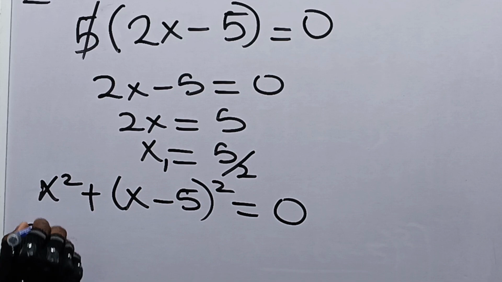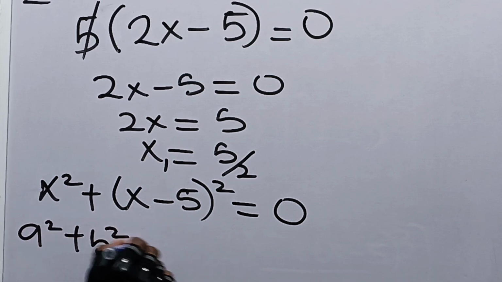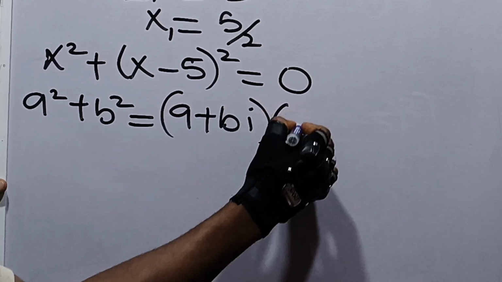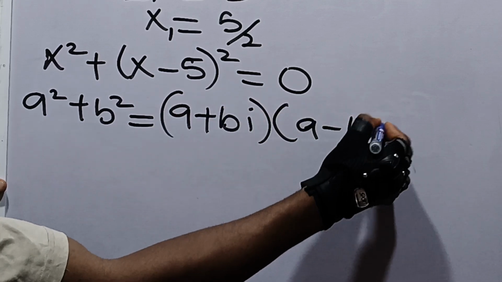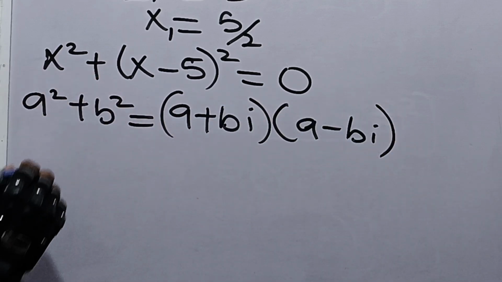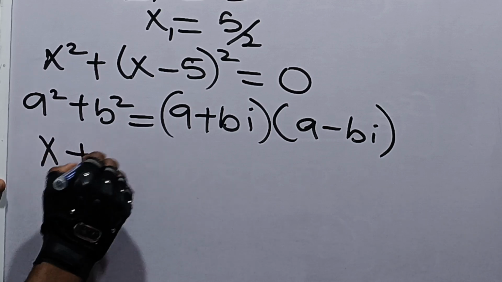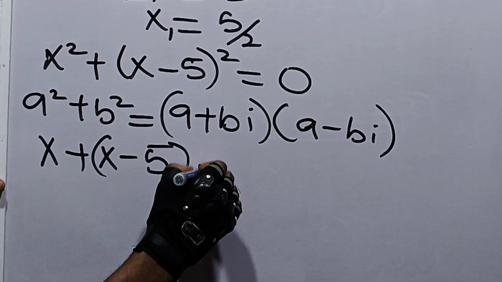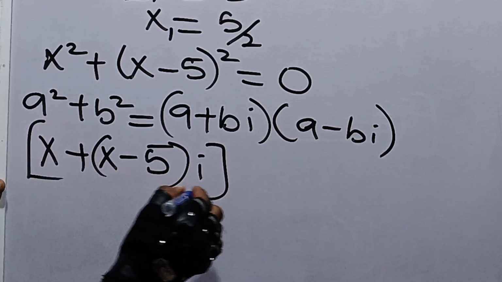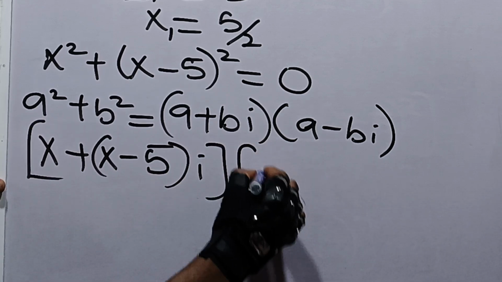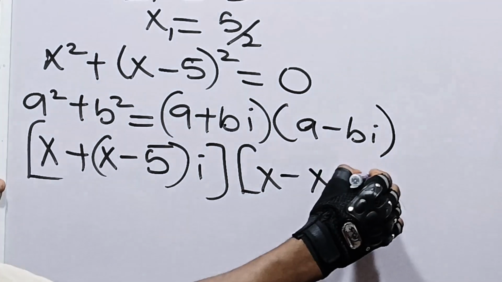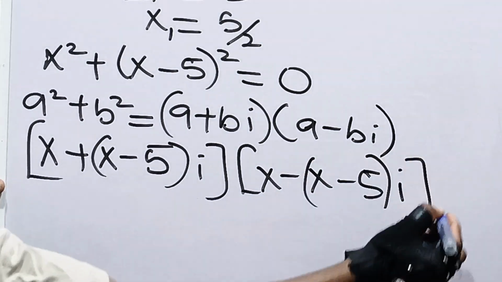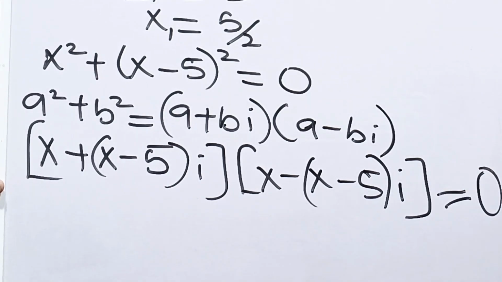I say that when we have a squared plus b squared, it's equal to (a plus bi) multiplied by (a minus bi). Applying this law here, we have (x plus (x minus 5) multiplied by i), then multiplied by (x minus (x minus 5) multiplied by i), is now equal to 0.